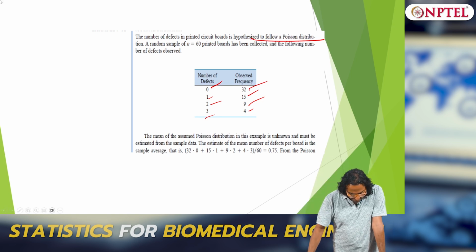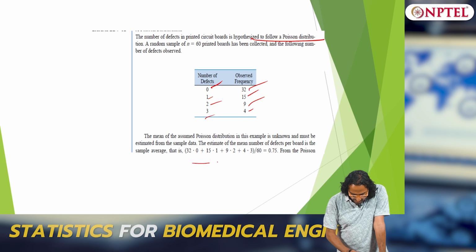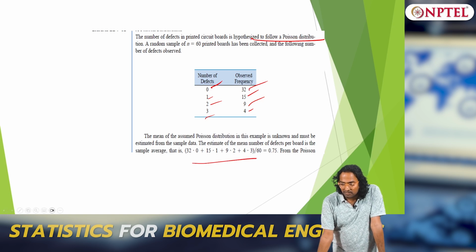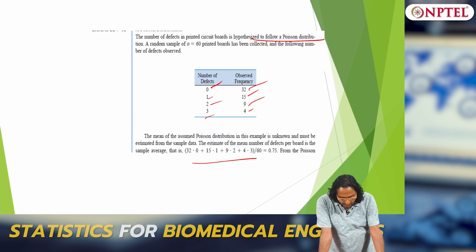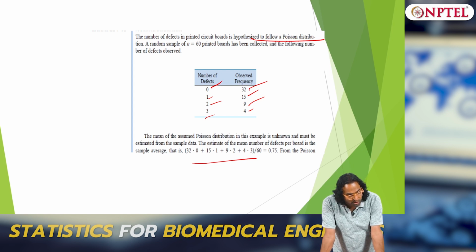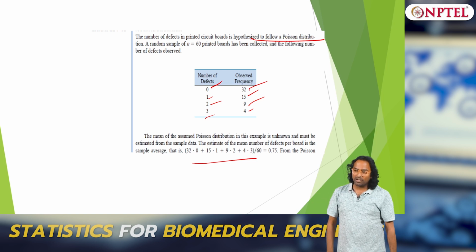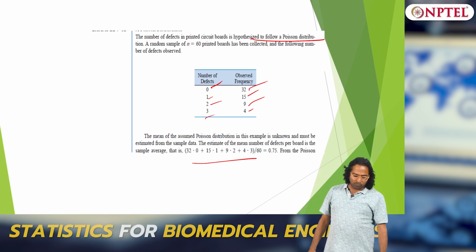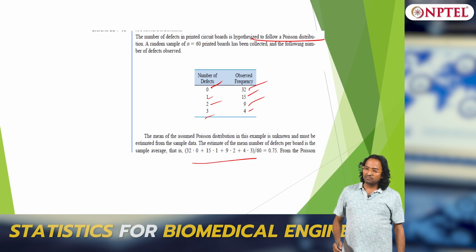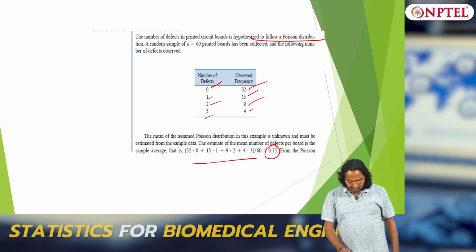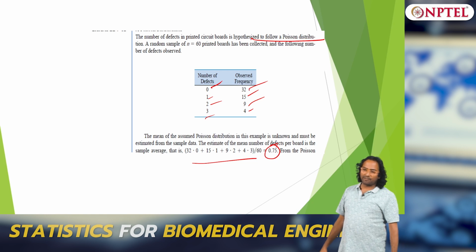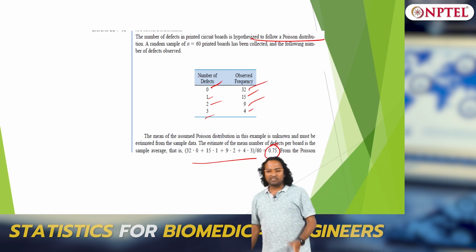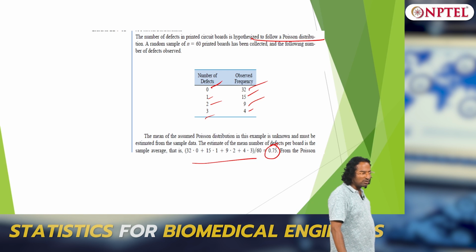So the mean defects is how much? How do I calculate mean defects? It is weighted with probabilities. So 32 into 0 plus 15 into 1 plus 9 into 2 plus 4 into 3. The total number of defects is a weighted average. 32 times I got 0, 15 times I got 1 defect, so 15 faults, and 9 into 2 plus 4 into 3, divided by the total n, which is 60. So I have the average defect to be 0.75. So lambda is 0.75. So far so good, right.